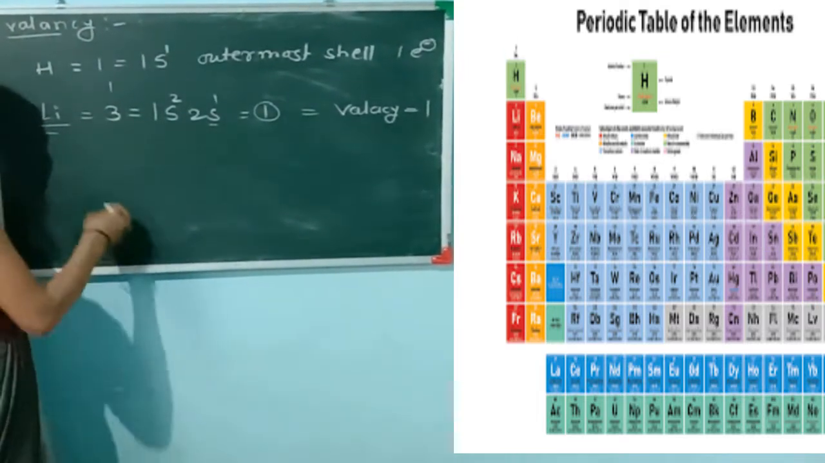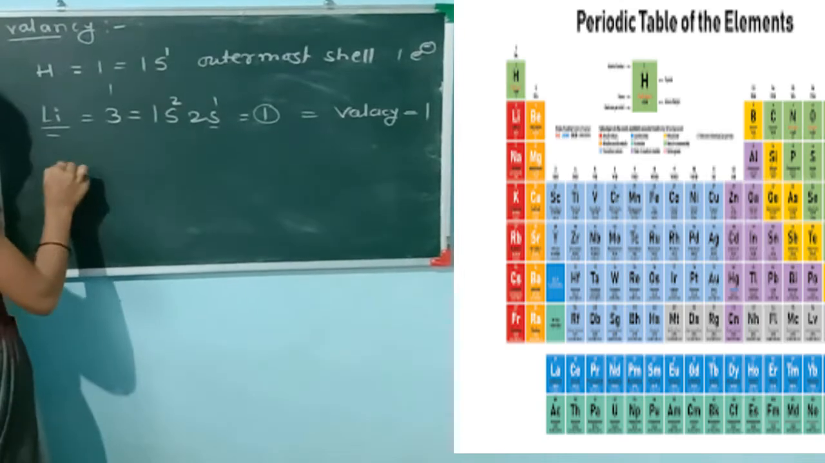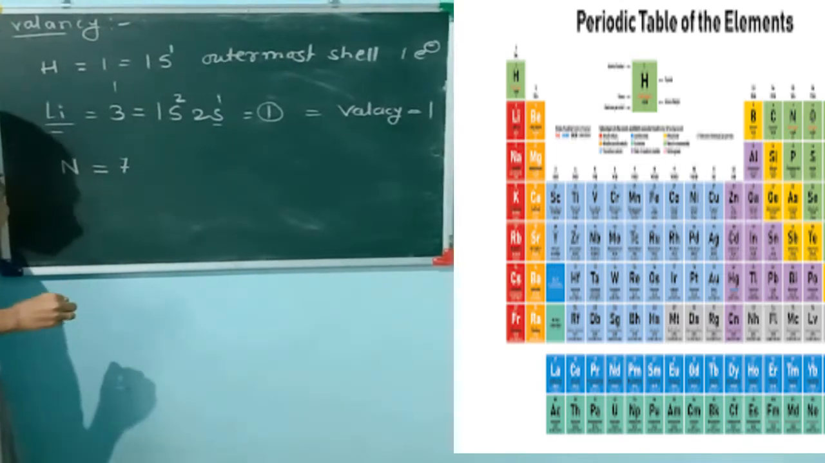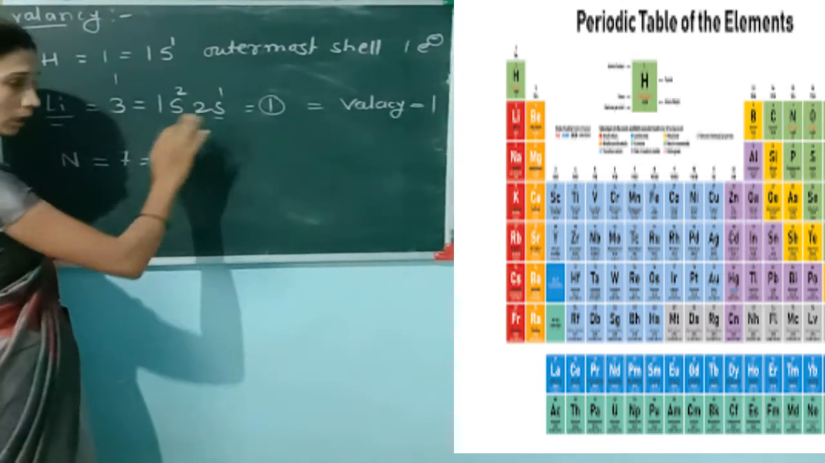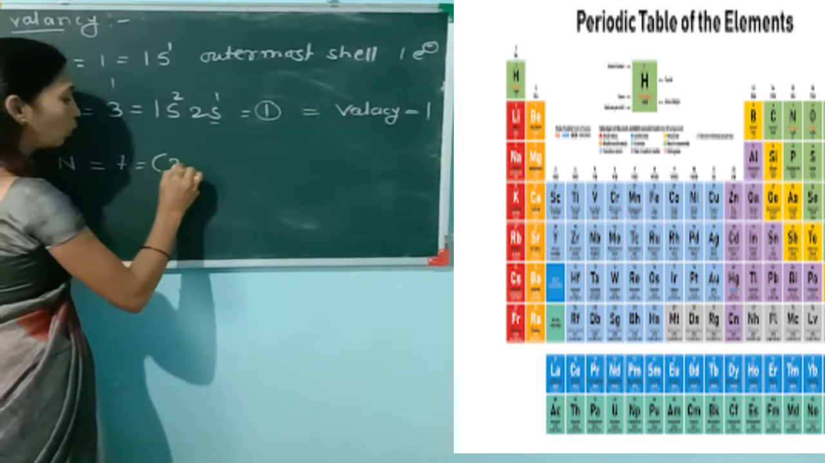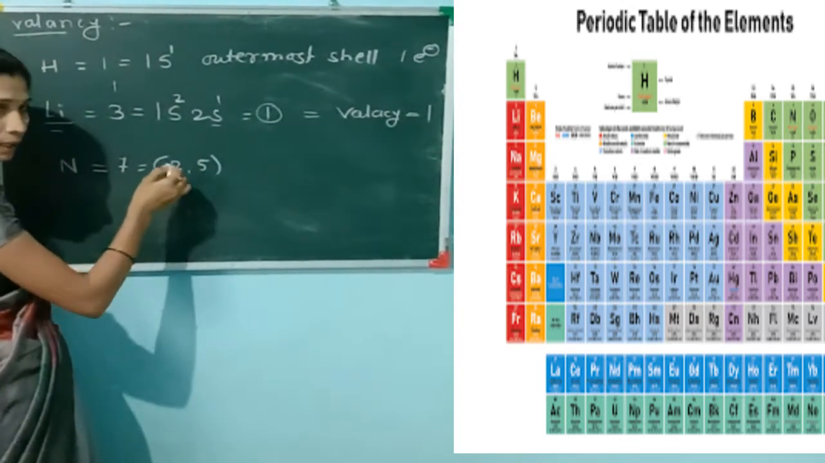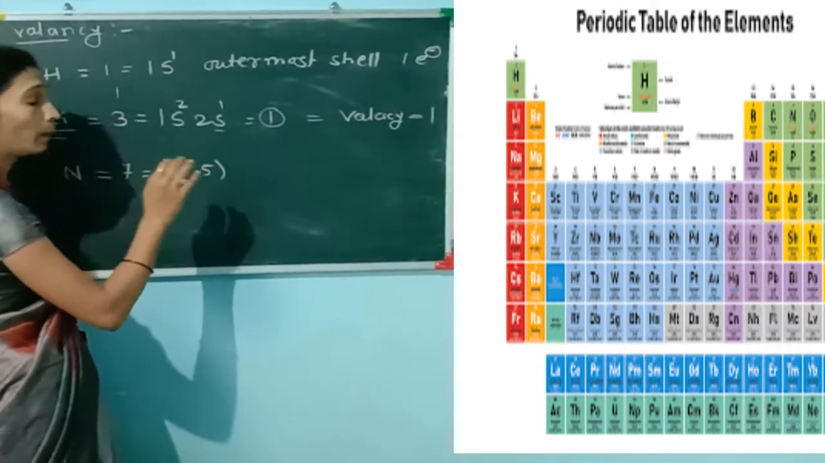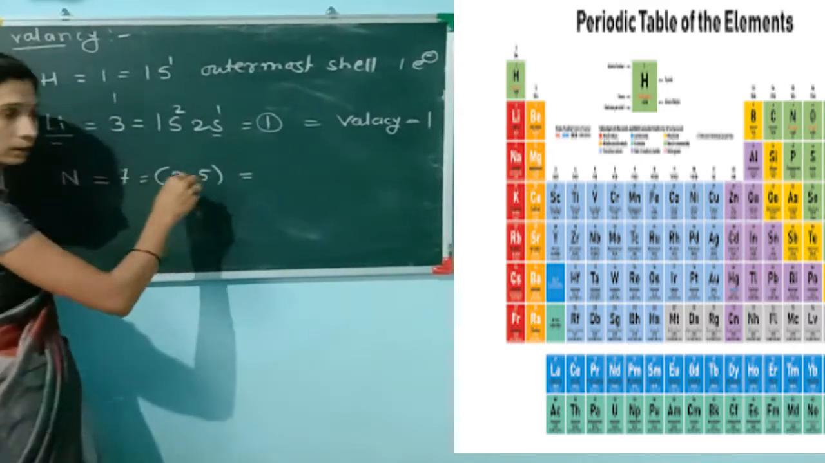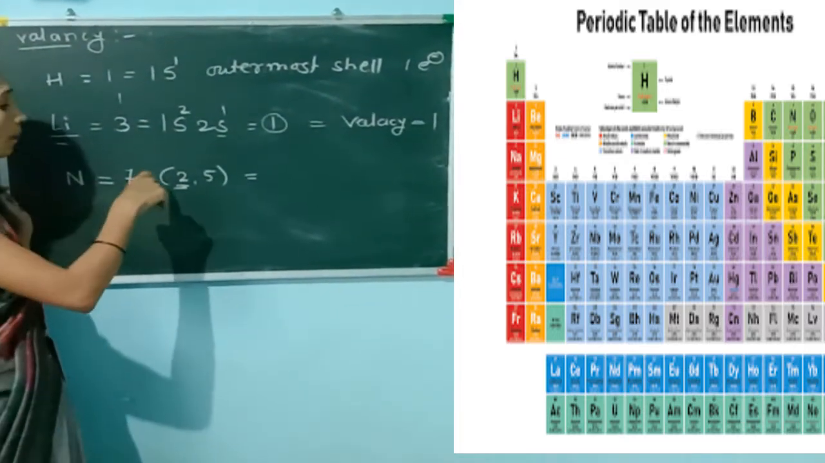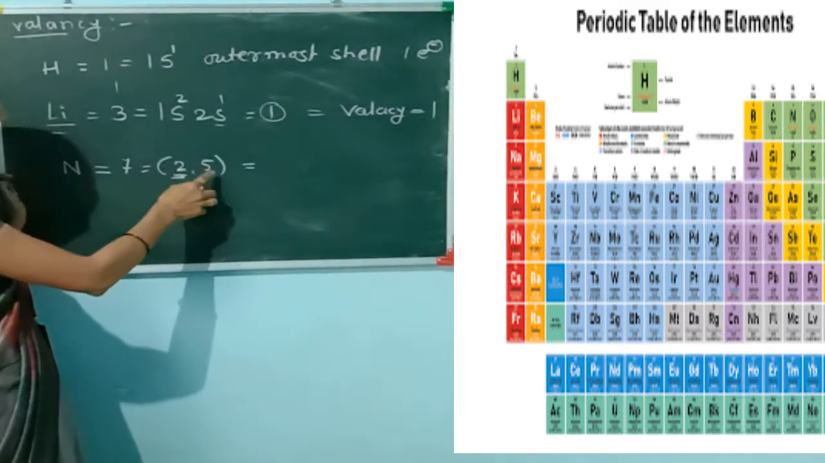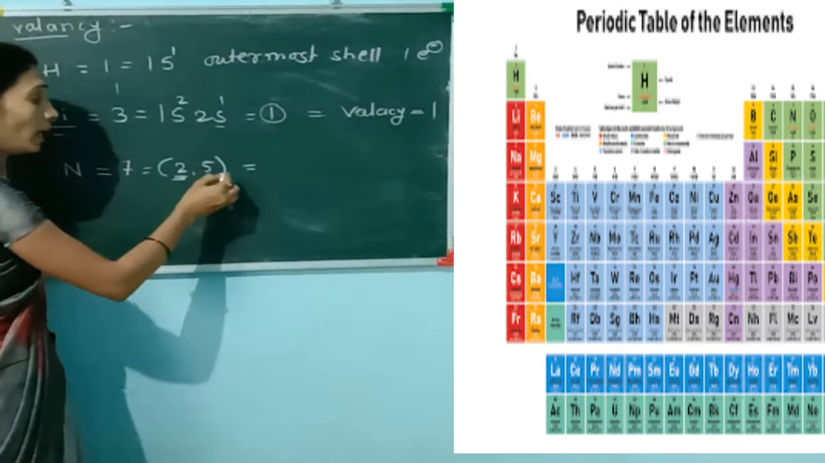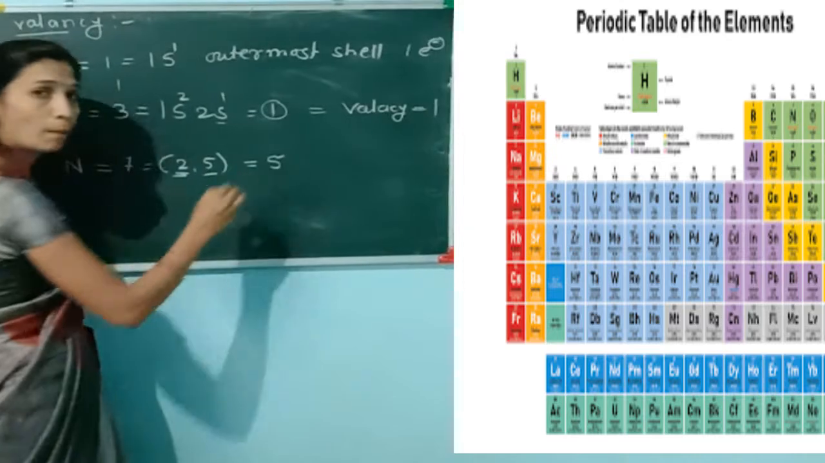Now consider the example of nitrogen. Nitrogen has atomic number 7. The electronic configuration is 2, 5, that means the first shell contains 2 electrons, while the outermost shell, the second shell, has 5 electrons. Now from these we discuss the rules to find the valency. There are 5 electrons in its outermost shell, therefore the number of valence electrons is 5.